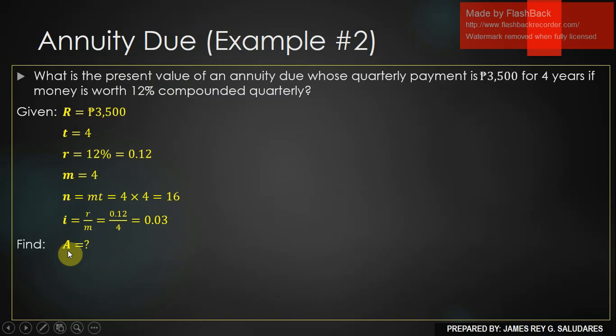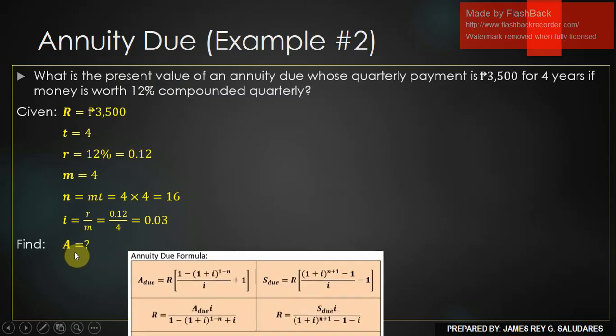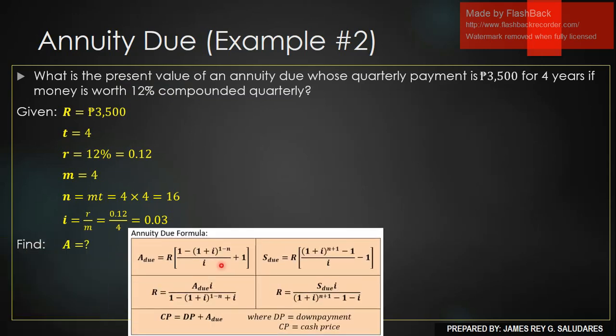Okay, so let's solve for A. Let's review the formula for A. Okay, so we're looking for the annuity due. Rather, this is a clerical error. Okay, we're looking for annuity due. Okay, you have this formula. So substitute all the given.